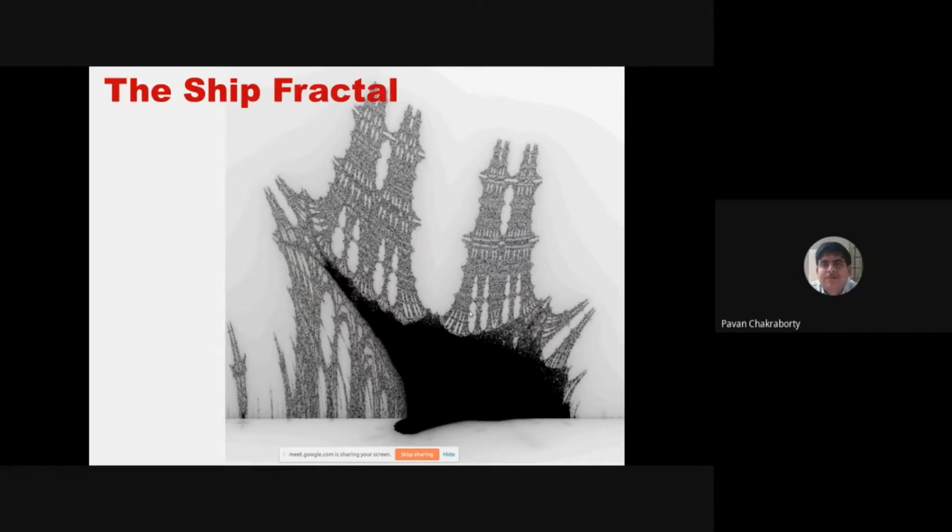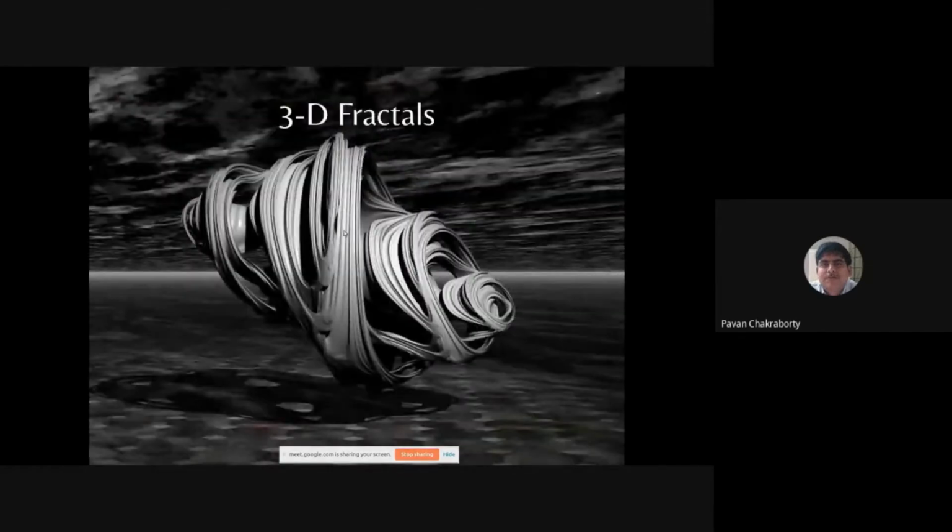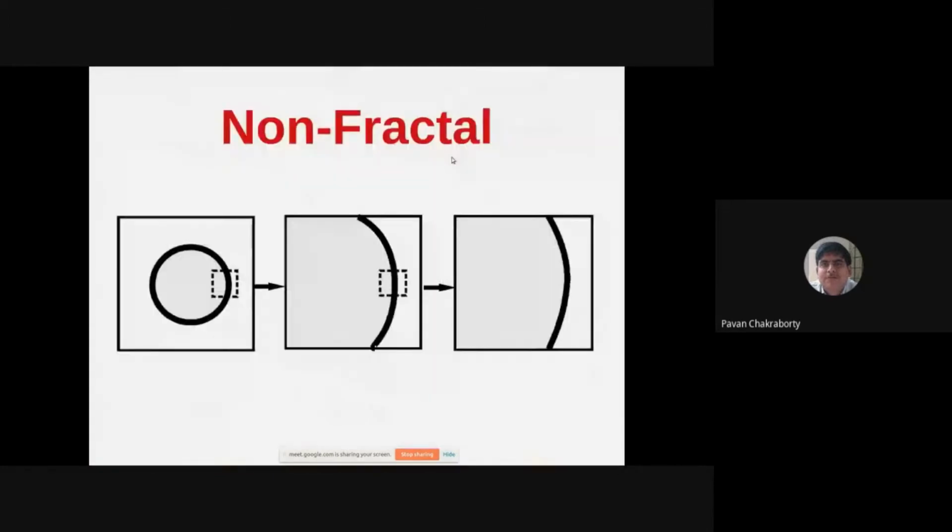This structure can be designed. It looks like a ghost ship or the ships in Pirates of the Caribbean, and this is entirely generated with mathematical functions. Here you have a structure which is an extremely complicated, complex structure, but then this is again generated through mathematics, and it's fractal in nature, or it's a 3D fractal what you see here.